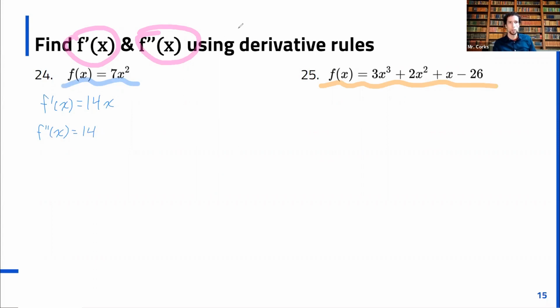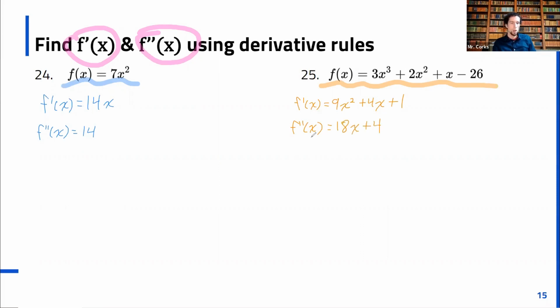And our one on the right, a little bit longer. What is our first derivative? F prime of x equals 9x squared plus 4x plus 1. Good. And our second derivative? F double prime of x equals 18x plus 4.